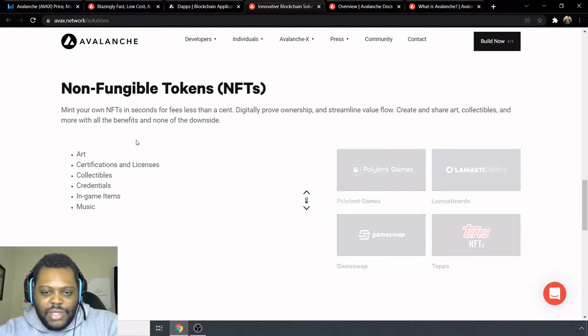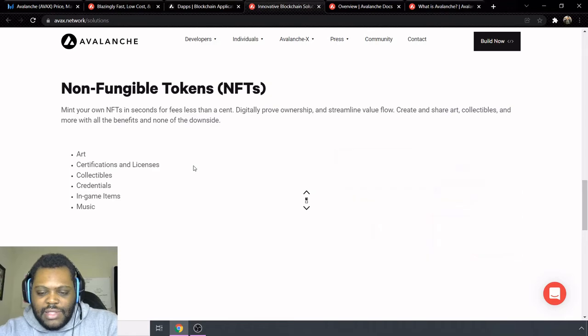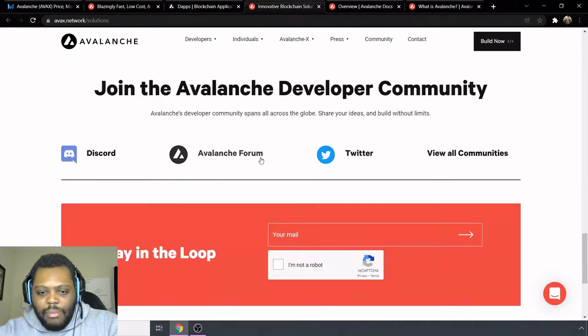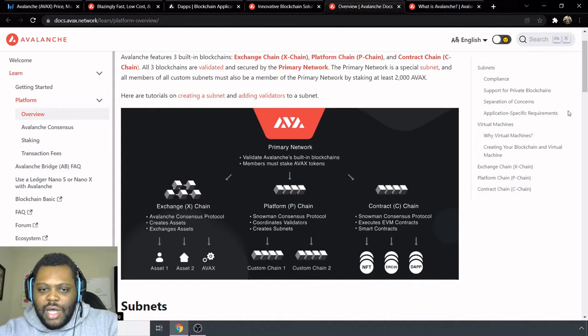And so, since Avalanche already has a very reputable name with the Tops brand that they did so popular with, I think other companies are going to be looking to partner with Avalanche to do more rollouts. And so going into some more backend information, one of the things I want to talk about here is basically an overview of how their primary network works. So on here, you have the primary network, validate Avalanche's built-in blockchains, and then members must stake AVAX tokens. So you have three different sections. You have the X exchange chain, you have the platform P chain, and then you have the contract C chain.